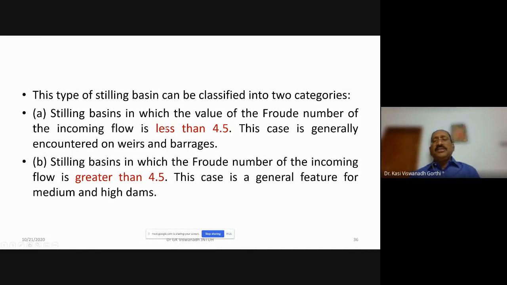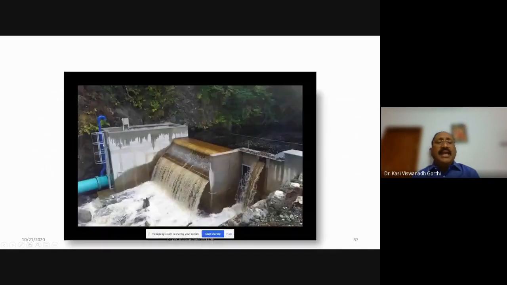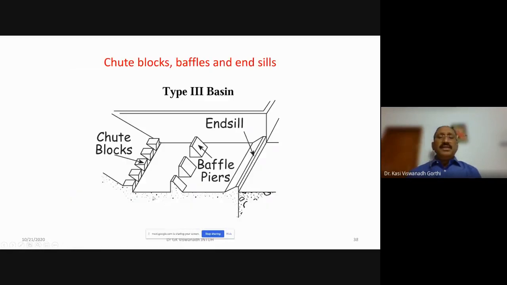Stilling basin in which the value of the Froude number is less than 4.5. This case is generally encountered on the weirs and barrages. Second case is that the stilling basin in which the Froude number is more than 4.5. This case is generally a feature of medium or high dams. So you can see here how a stilling basin is provided at the downstream foot of the spillway.